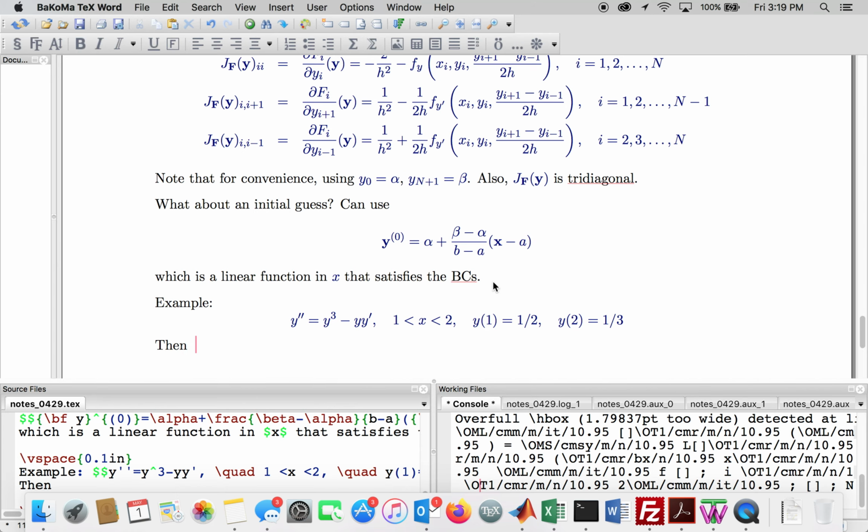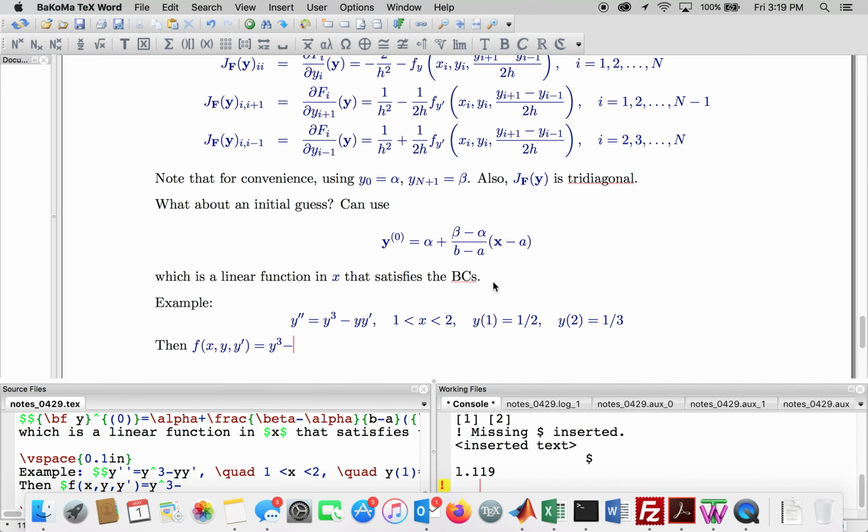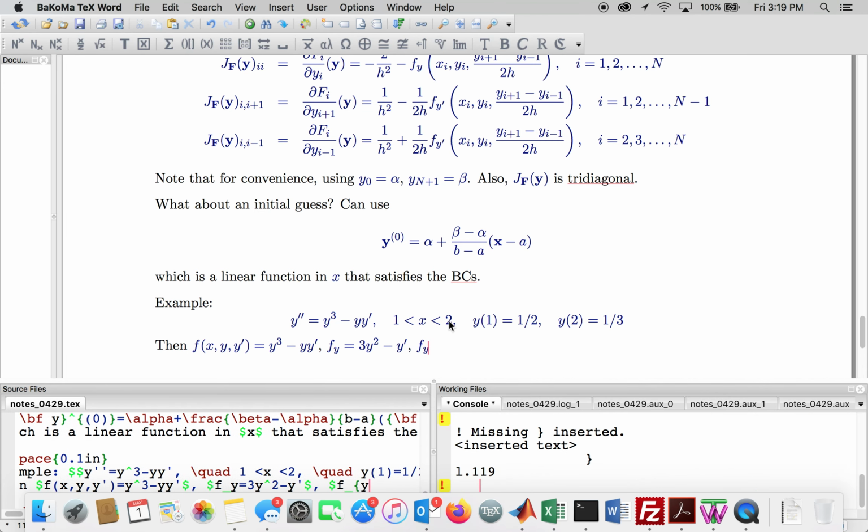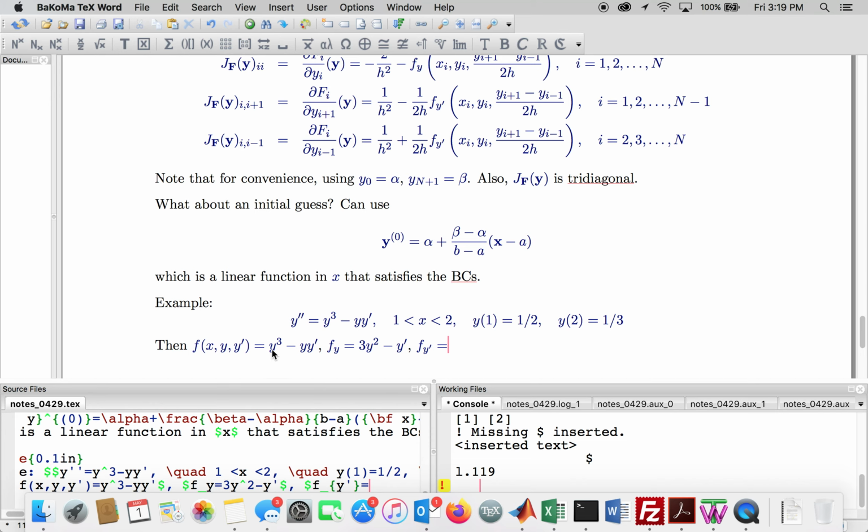So then we have f of x, y, y prime is equal to y cubed minus y prime, and we need partial derivatives. The f dy is equal to, so I take a derivative of this with respect to y, treating y and y prime as independent variables. So I'd have 3y squared minus y prime. And then the derivative of f with respect to y prime. Well, the derivative of this with respect to y prime would be 0. I'd only have this term making a contribution. That contribution would be minus y.